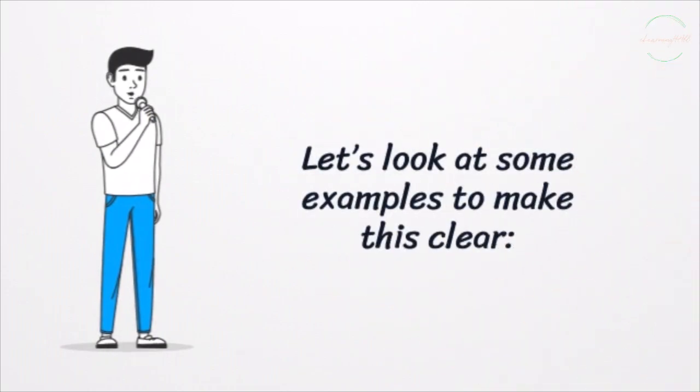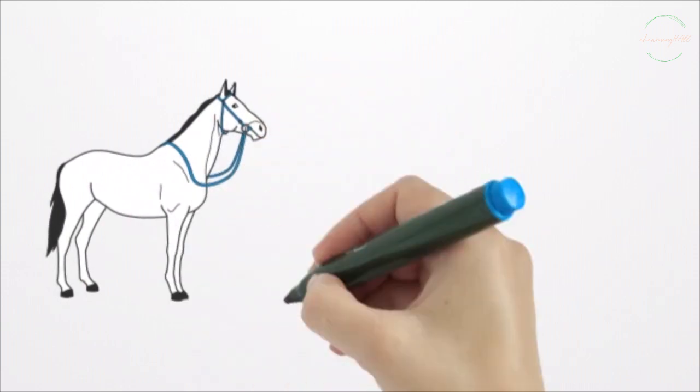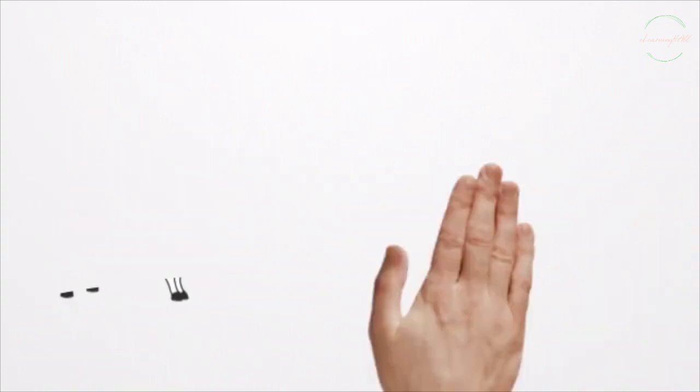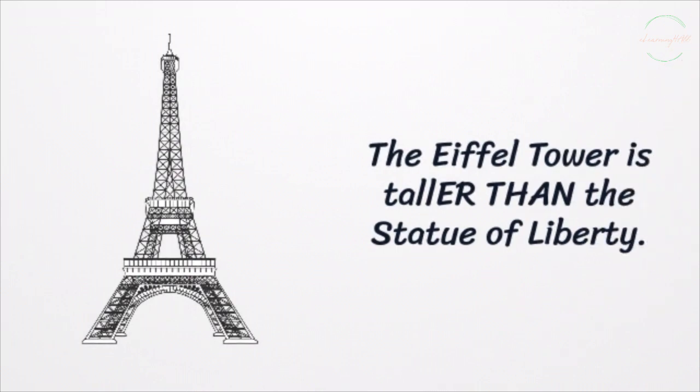Let's look at some examples to make this clear. The horse is faster than the tortoise. The Eiffel Tower is taller than the Statue of Liberty.